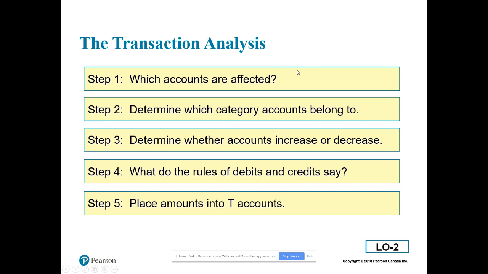Determine whether the accounts increase or decrease. Well, my equipment's going up, and my cash is going down, so it's decreasing. And my accounts payable, my liability, is increasing. So, got 2 that are increasing, 1 that's decreasing. Okay. What do the rules of debits and credits say?